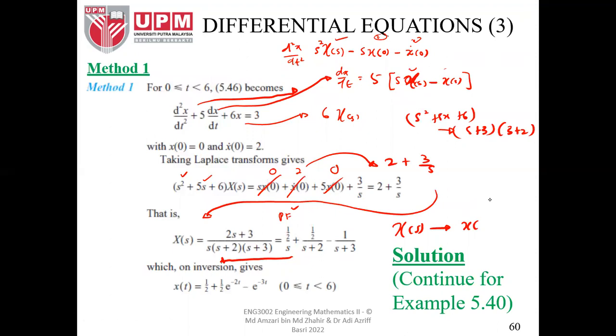So when you do the inversion of this one, we know that 1 over 2s becomes the constant 1 over 2. Then 1 over 2 times 1 over s plus 2 becomes 1 over 2 times exponent negative 2t. Then minus 1 over s plus 3 becomes minus exponent negative 3t. So in your inversion, in the range from 0 to 6, x(t) is equal to 1 over 2 plus 1 over 2 exponent negative 2t minus exponent negative 3t.